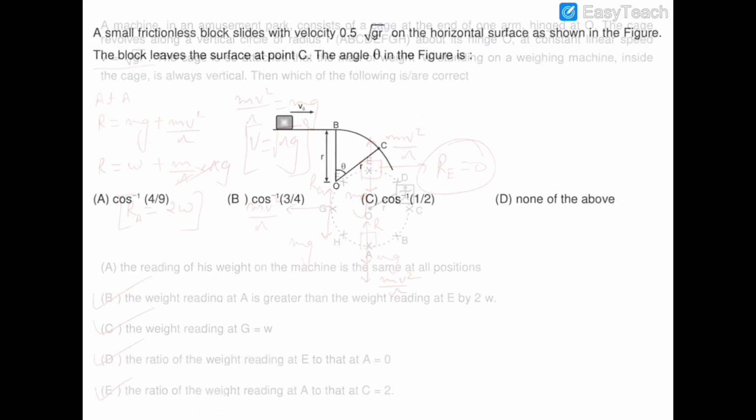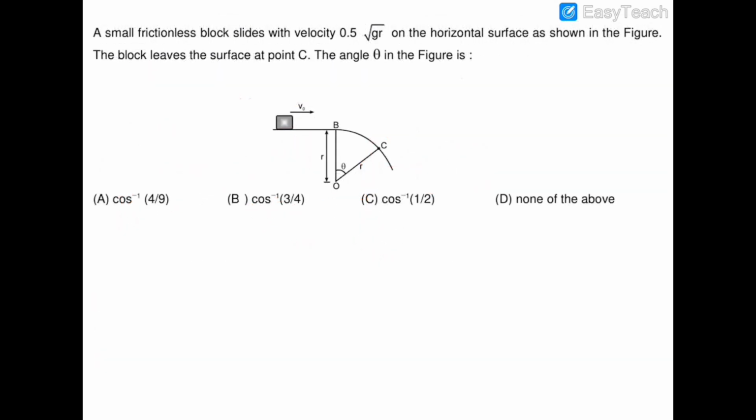In this question, it is given that there is a block which is moving on a frictionless track with a velocity of 1 by 2 under root gr. Now this block will start to move on a curved track beyond point B, and finally at point C this block will break off the surface, and the breaking off means the block leaves the surface at point C. So we need to find out the correct relation for angle theta.